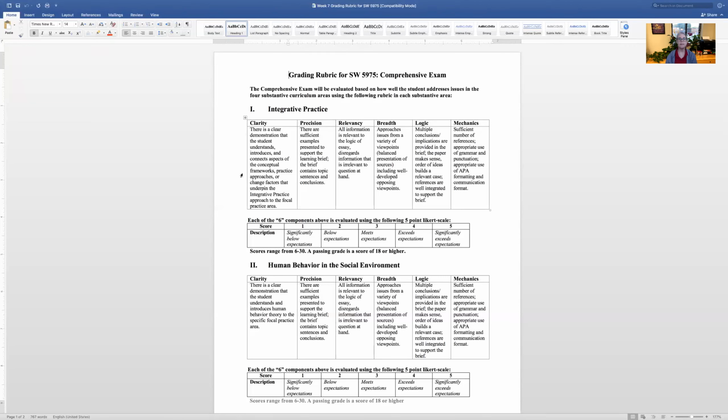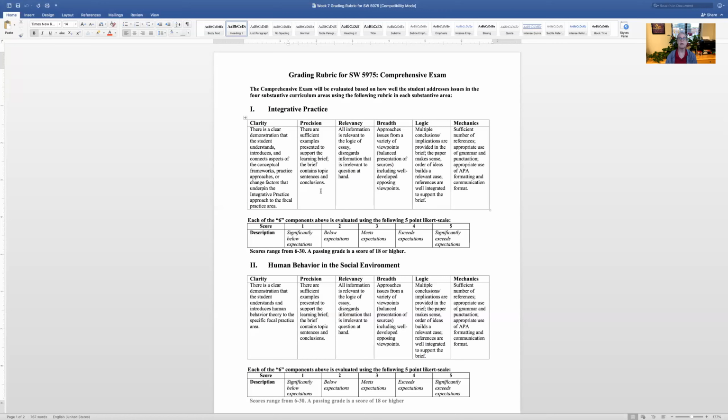So when we talk about clarity, it means have you demonstrated that you really understand what you're writing about? This is not the place to BS or be vague about an answer. This is the point to be crystal clear that I know that you know what you're talking about when you talk about your integrative practice approach or your HBSE theory, etc.